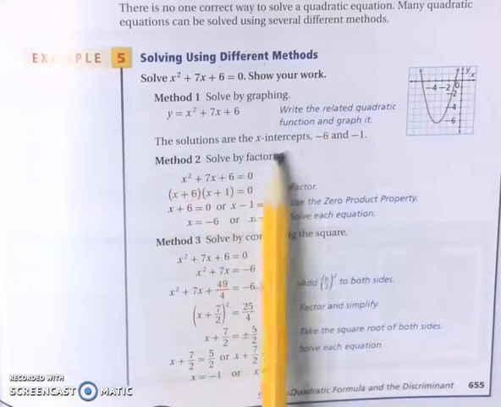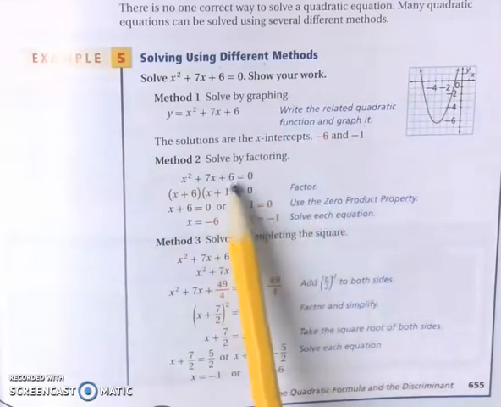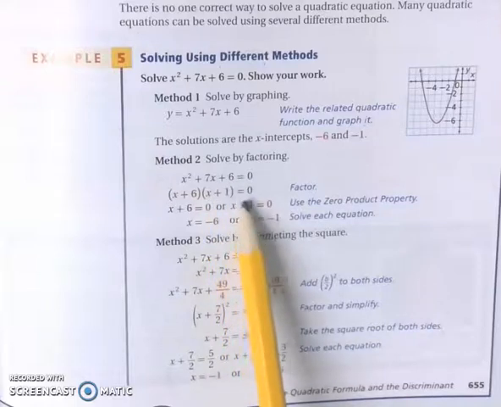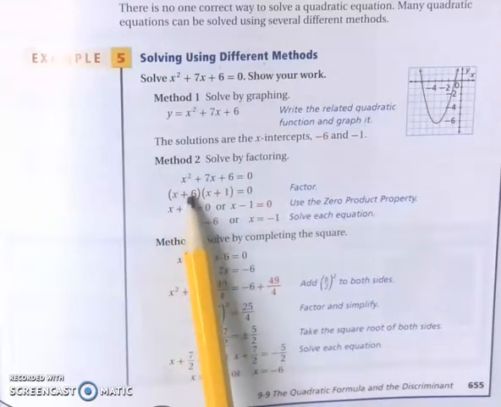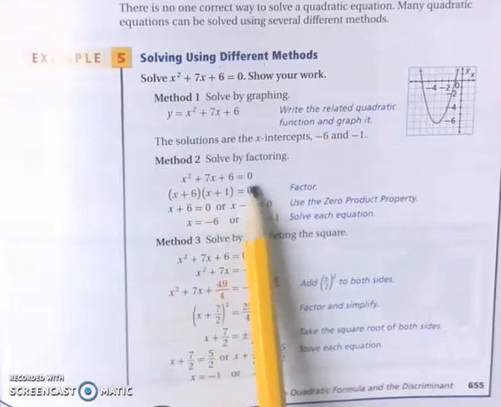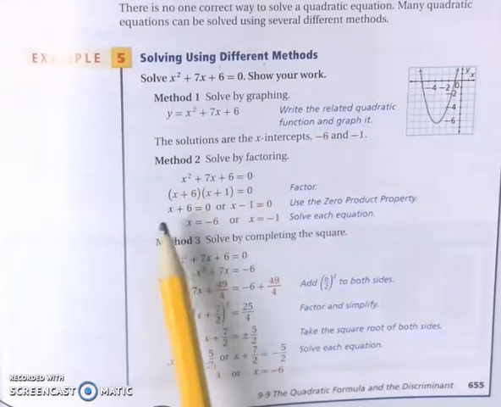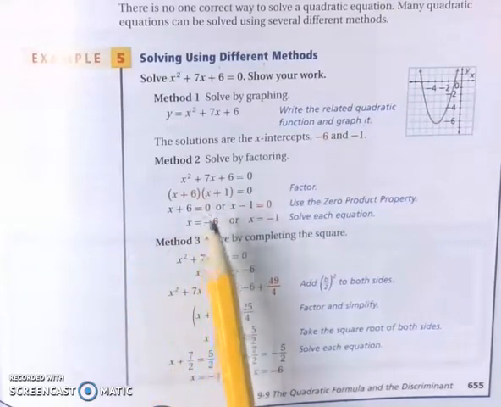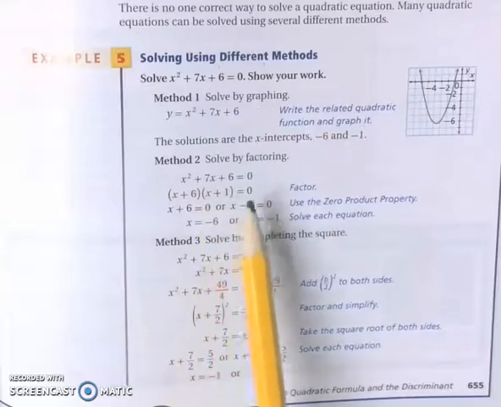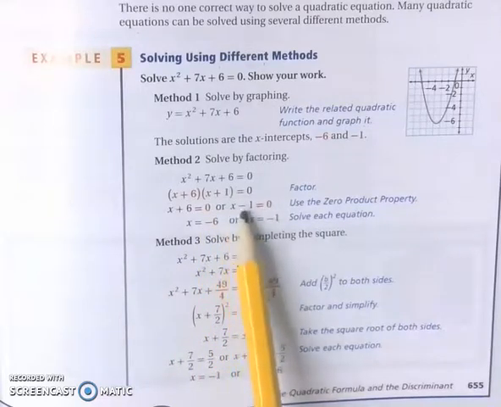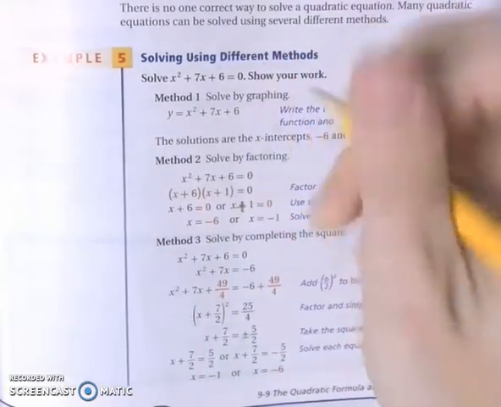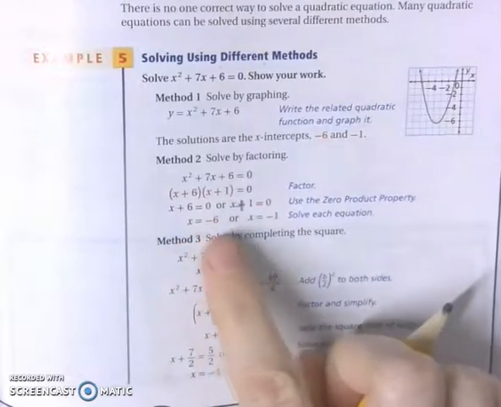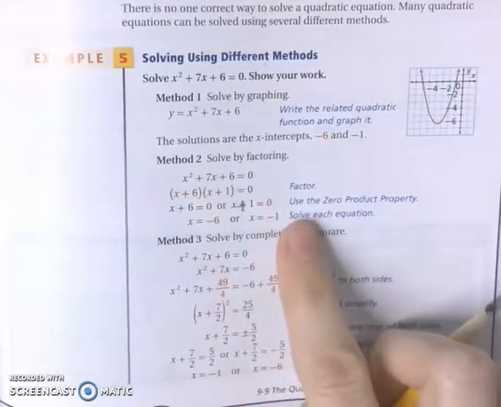Method 2, we can solve by factoring, right? So +6 can break down to +6 and +1. When you multiply 6 times 1, you get +6. Add it together, you get +7. So then we have x plus 6 times x plus 1 equals 0. We set each of these to 0, so I have x plus 6 equals 0, or x plus 1 equals 0. That should say plus 1, I'm going to fix that. There we go. So therefore when you solve, you get x equals -6 or x equals -1.